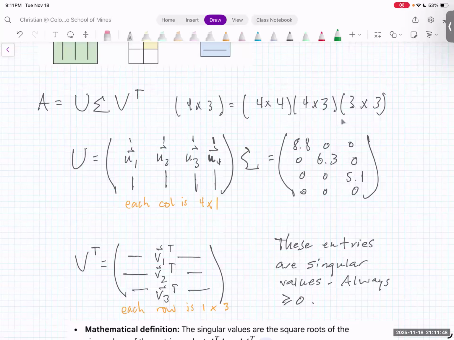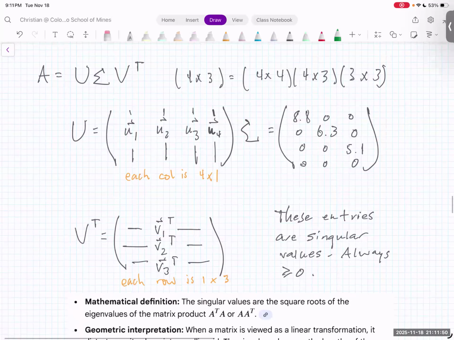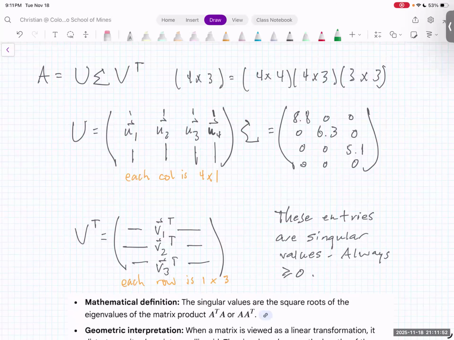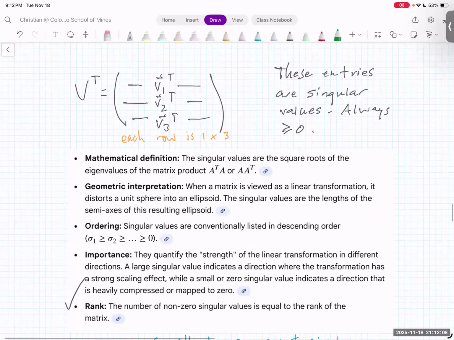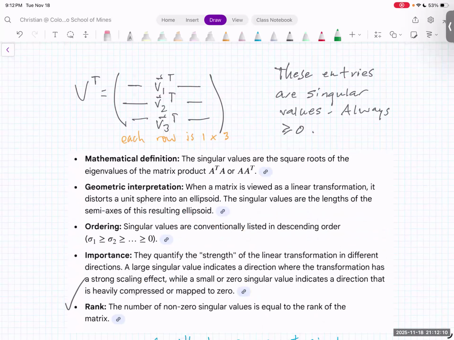Our takeaway here: nothing we're doing is really cooking up matrix U or sigma or V transpose. We're not talking about how to find those things. We're going to use Python to do that. And then once we do that, we'll make sense of those matrices. This is going to tell you a little more about where those singular values come from.